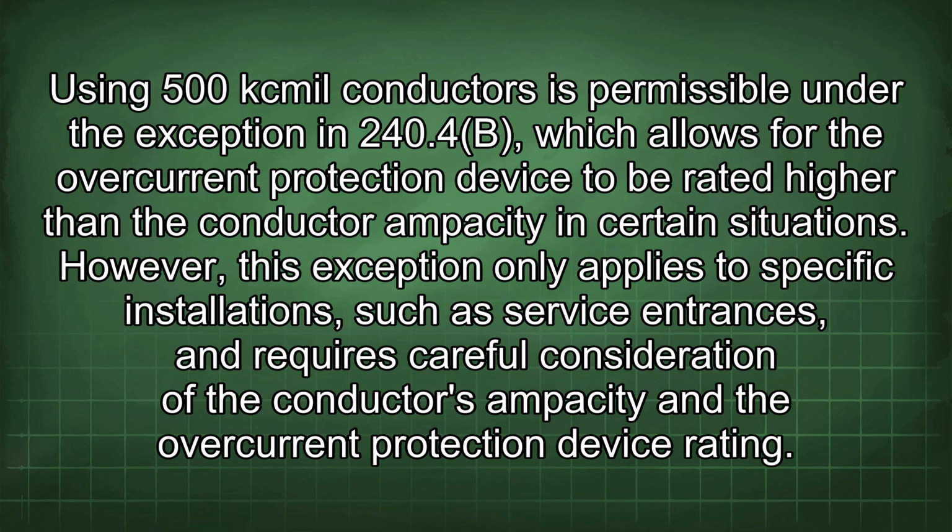Using 500 kcmil conductors is permissible under the exception in 240.4(b), which allows for the overcurrent protection device to be rated higher than the conductor ampacity in certain situations. However, this exception only applies to specific installations such as service entrances and requires careful consideration of the conductor's ampacity and the overcurrent protection device rating.